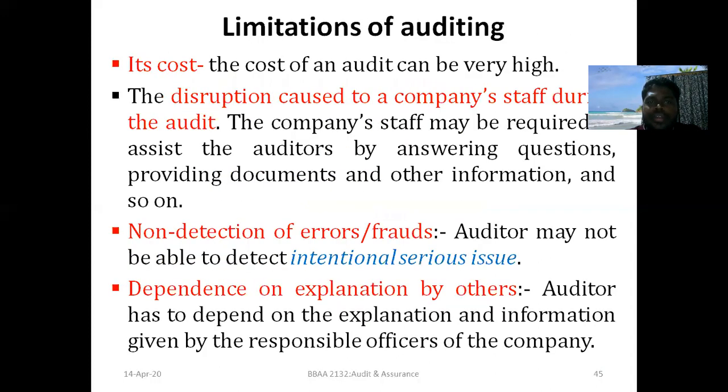Then we discussed the limitations of auditing. A number of limitations we discussed, and I hope you remember this. Especially we discussed the non-detection of errors and fraud. As the general public or as users, we believe the auditor detects or finds out all the errors and fraud. That's wrong. We discussed this kind of misunderstanding in which the expectation was kept.